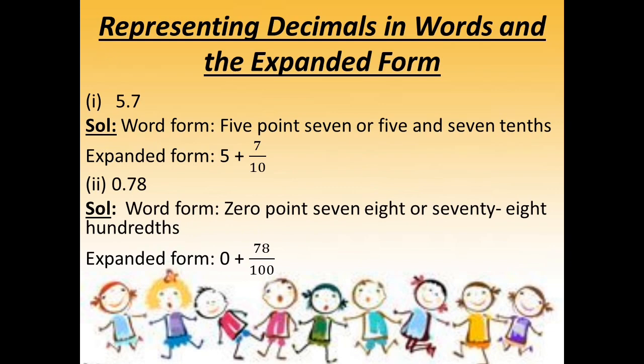Now students, second part says 0 decimal 78, and students, in the word form we can write it like this: 0.78 or 78 hundredths. And in the expanded form, students, we will write 0 plus 78 upon 100. Hopefully it is clear to you.